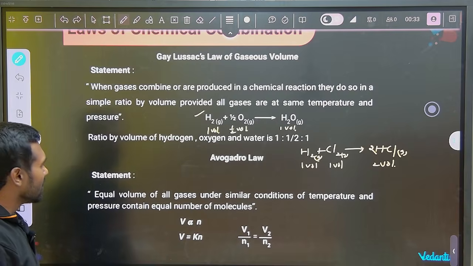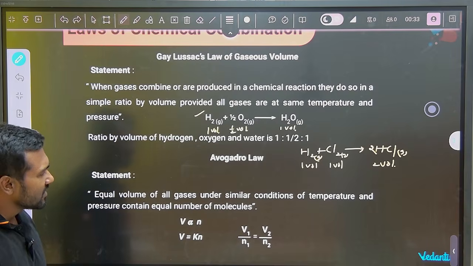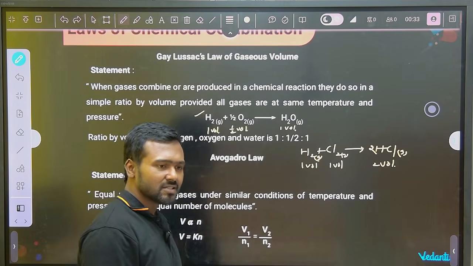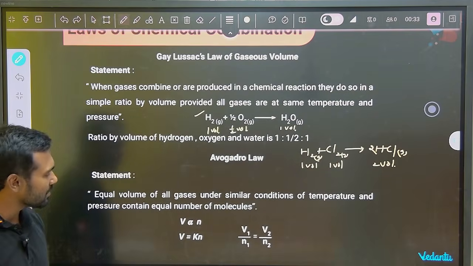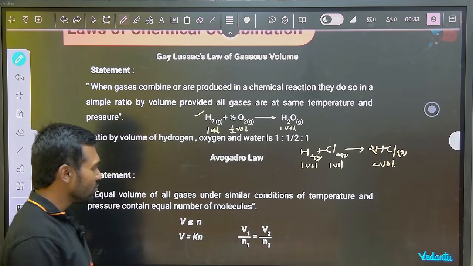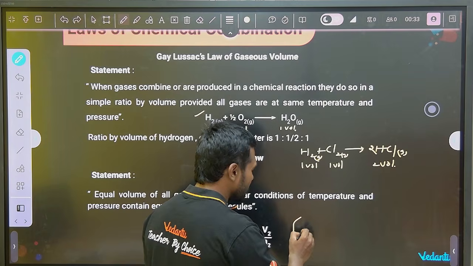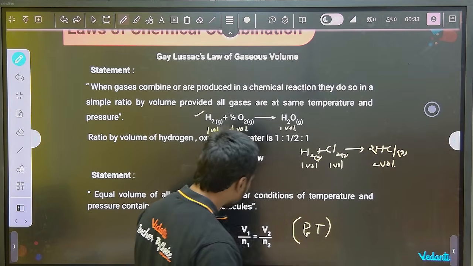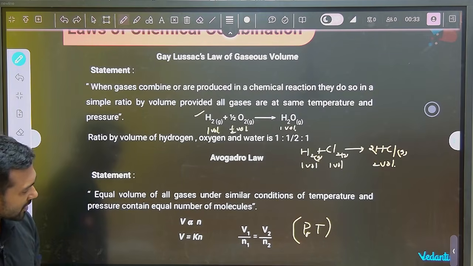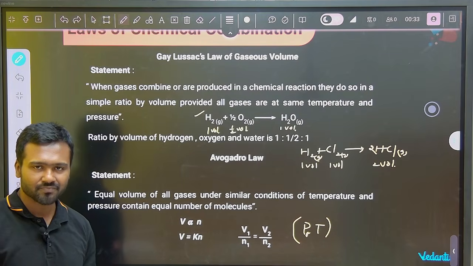Next, Avogadro's law: equal volumes of all gases contain an equal number of molecules. That is, the volume is directly proportional to the number of moles, provided pressure and temperature are constant. Then only is the volume directly proportional to the number of moles.